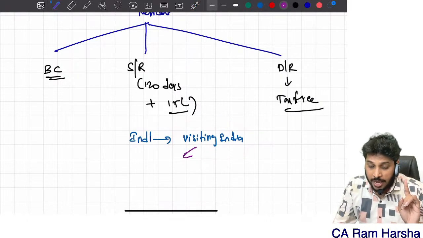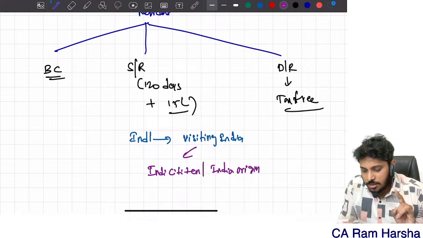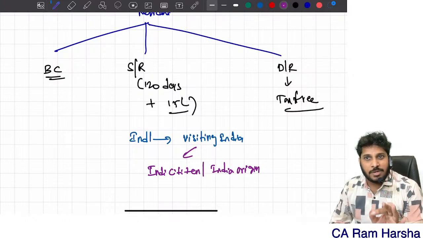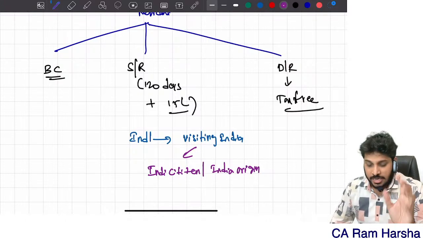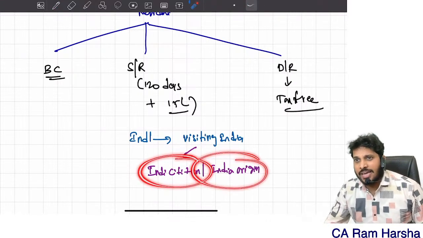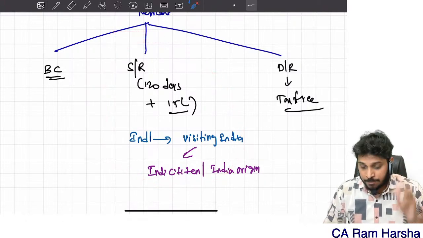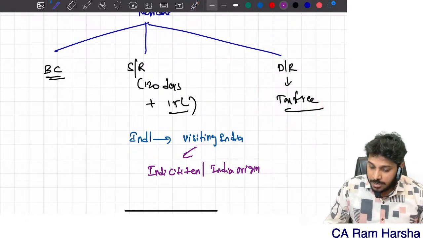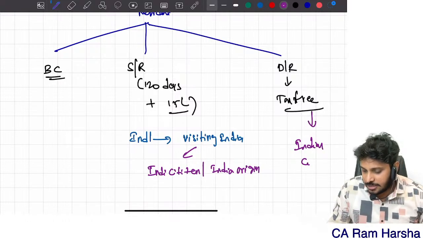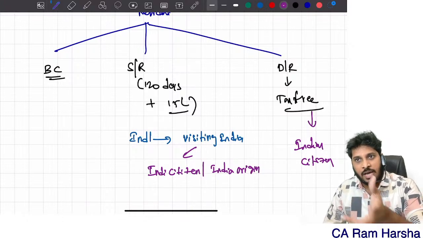That too, who are they? Indian citizen or Indian origin. Category 2 is applicable either for an Indian citizen or a person of Indian origin. Only for these 2 people will we check the category 2 status. Category 3 is applicable only for an Indian citizen.